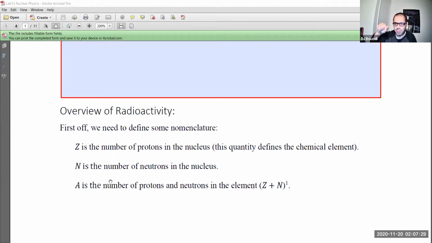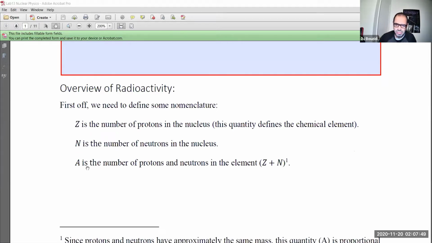So Z is the number of protons, N is the number of neutrons, A is the number of both of them. That is sometimes referred to as the atomic mass, okay? So that's basically the 3 numbers that we're going to be dealing with. A itself is just Z plus N. So that's some stuff that you have to know, okay?